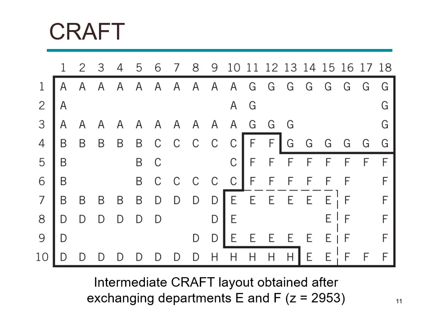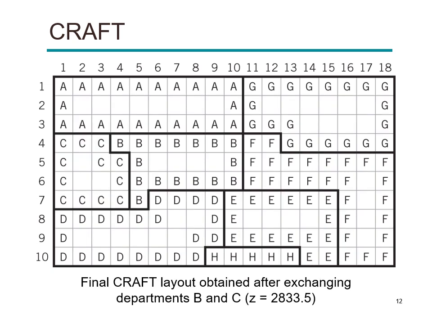And you see the final layout after this exchange reduced to 2954. It was 2974. It reduced to 2953. Then with that layout, we consider all other exchange options again. And when we consider, we see that exchanging departments B and C provides the maximum benefit to the cost. And in this way, we exchange their positions.